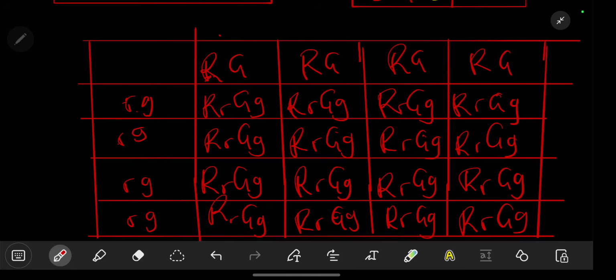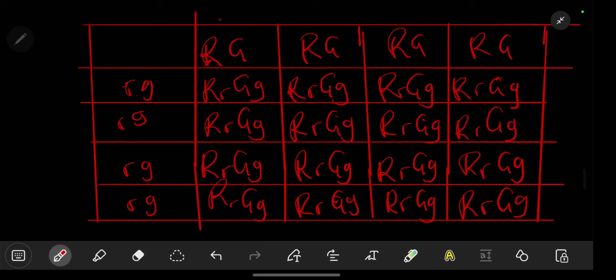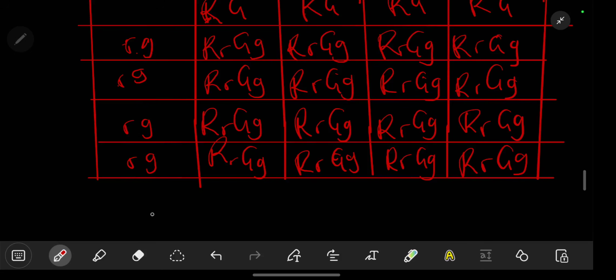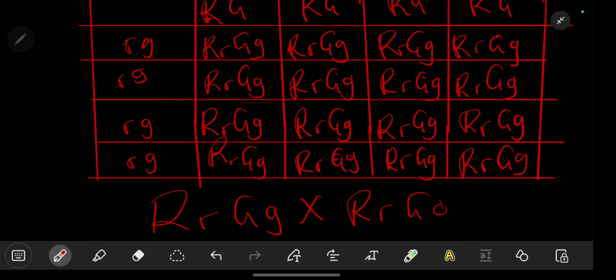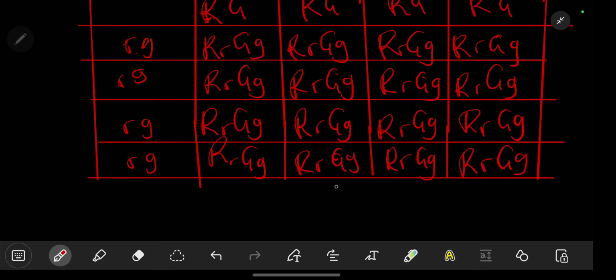Now, if you have this type of outcome, you are able to get your 9 to 3 to 3. Remember what I said? 9 to 3 to 3 can only be gotten if you are using a heterozygous, meaning if you have something that is looking like this, then you cross it with itself. That is the only way you are able to get the 9 to 3 to 3. So therefore, from there, you can identify that the common thing after crossing these two was R, small r, G, small g.